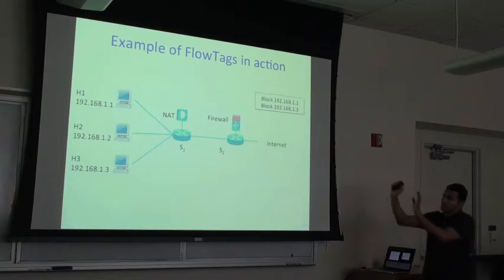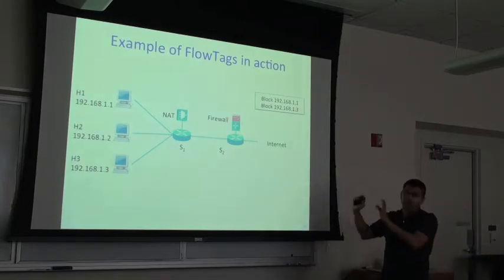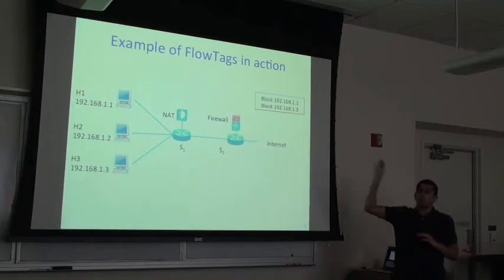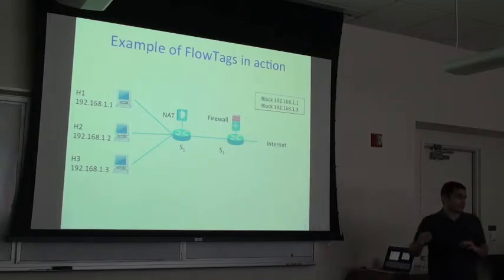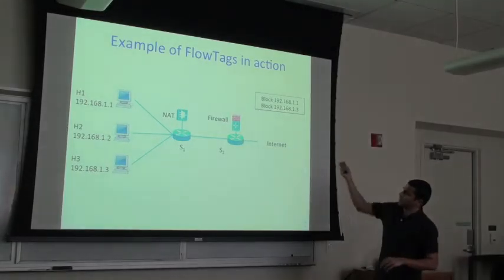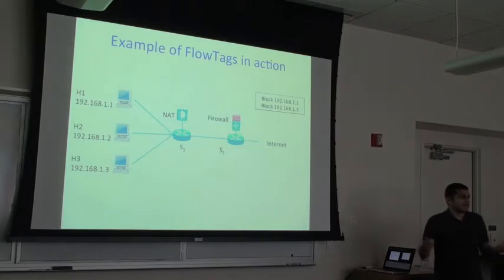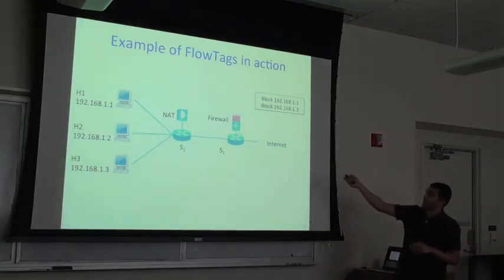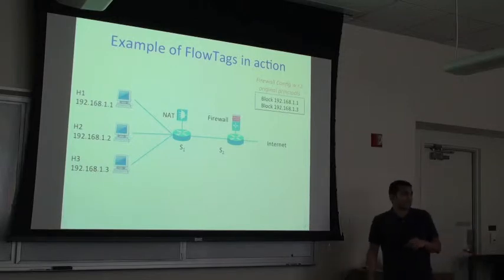So let's see a more concrete example of how flow tags would be used. Similarly, going back to the example where you want to block a subset of users from accessing the internet, and let others go through. The nice thing now with our tag-based solution is that the administrator can write the policy in terms of the original principles he had in mind.